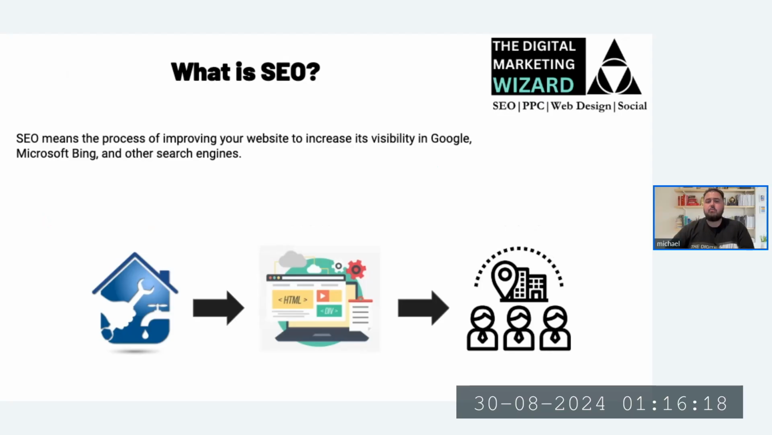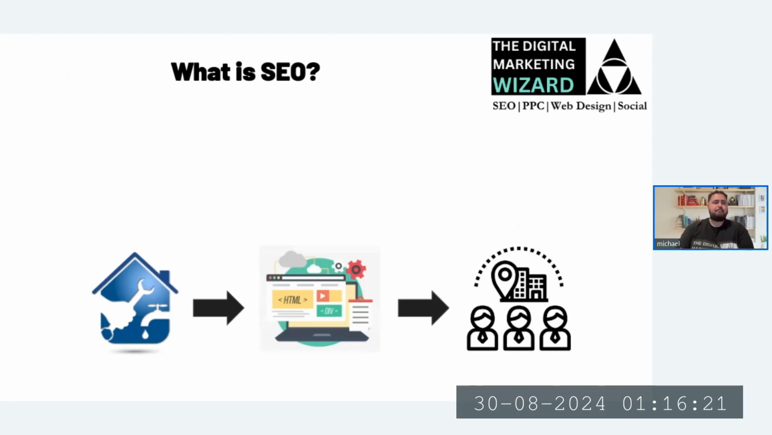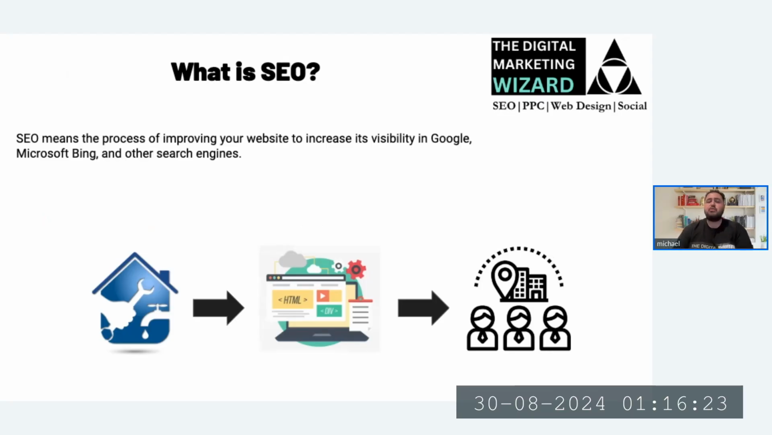Okay, so what is SEO? SEO means the process of improving your website to increase its visibility to Google, Microsoft Bing, and other search engines. Like DuckDuckGo is another one that's out there. It's popular, but not too many people know about that. And the reason why is because Google is dominating where the customers are.